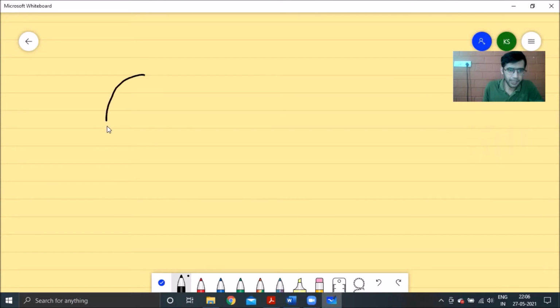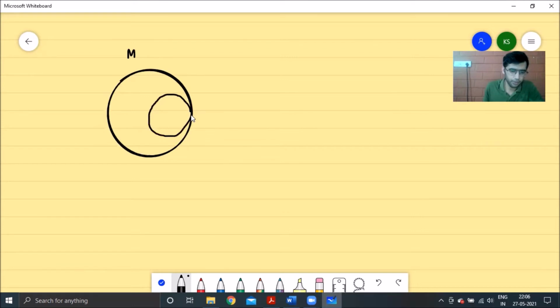Anyway, so we had a lead sphere whose mass was capital M. And from this lead sphere, we are removing a portion of this lead sphere over here. And the radius of this lead sphere is given as R.